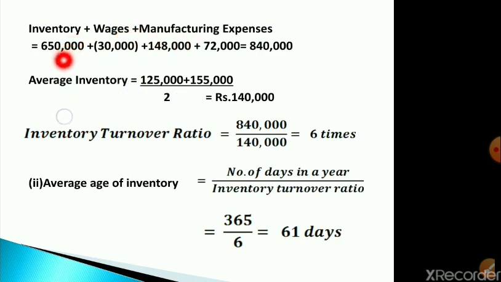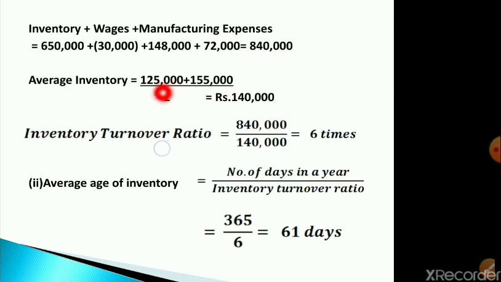So purchases is 6,50,000, negative 30,000 is our change in stock, wages is 1,48,000, manufacturing expenses is 72,000. This will give 8,40,000 as our cost of goods sold, that is COGS.